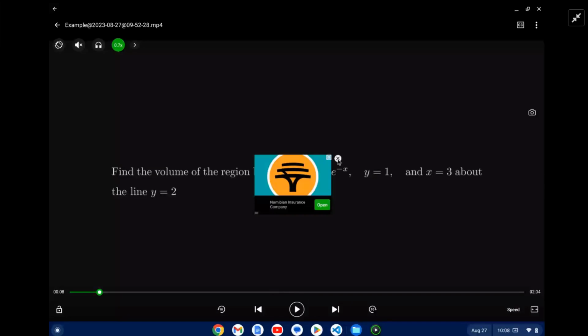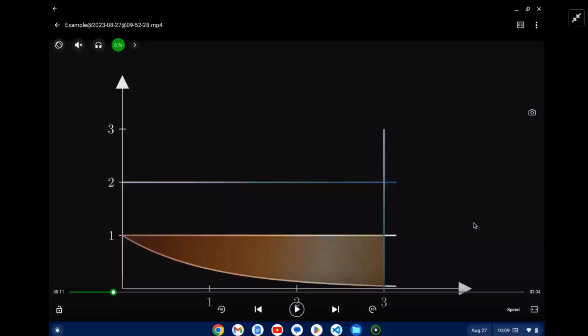For problems like this, it's really critical to just sketch what we have. Here we have the curve y equals e to the negative x, and the straight line y equals 1, bounded by x equals 3. We're going to rotate it around y equals 2.